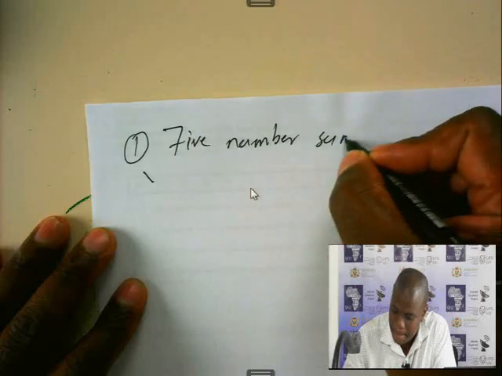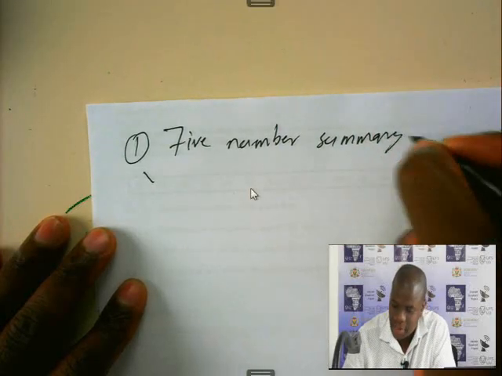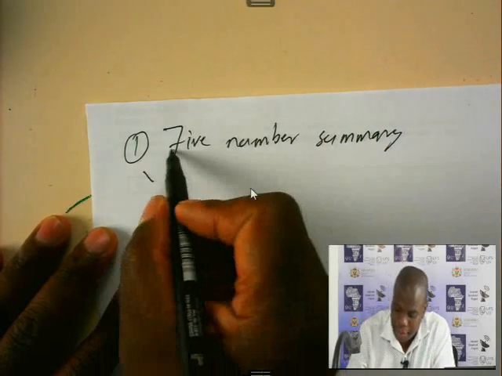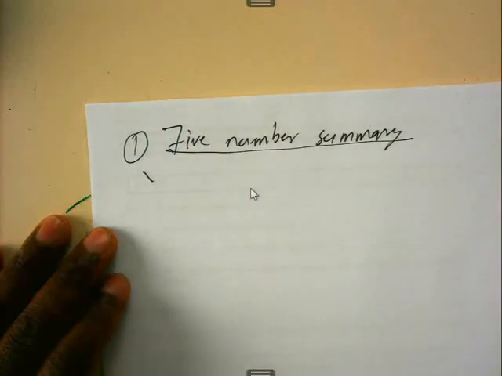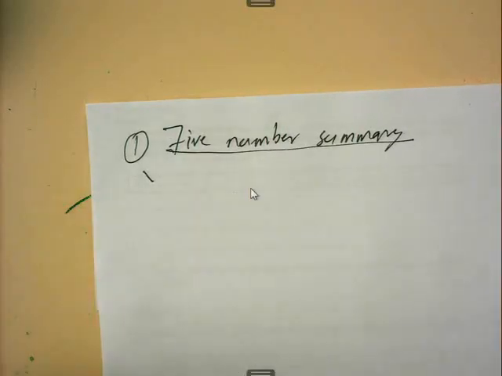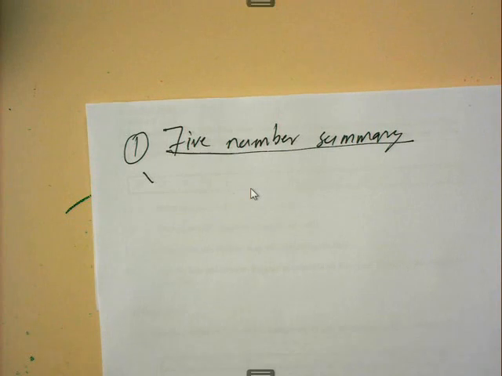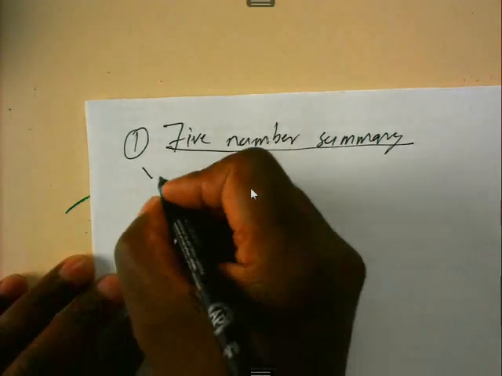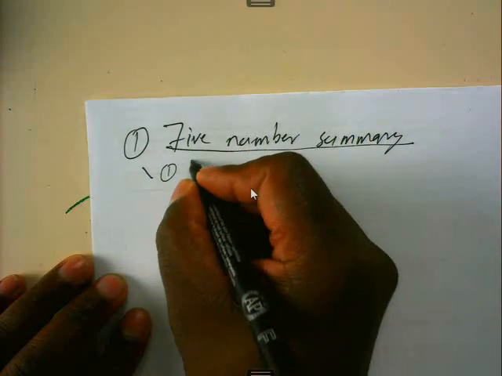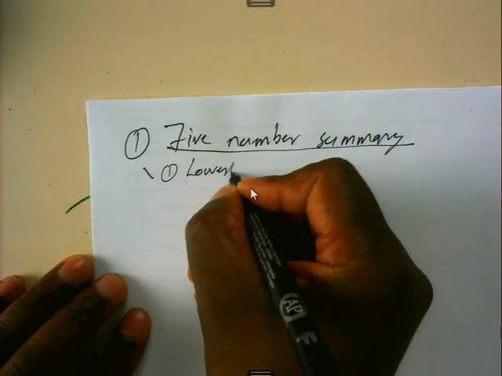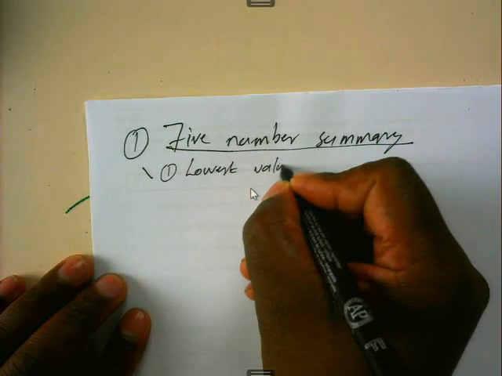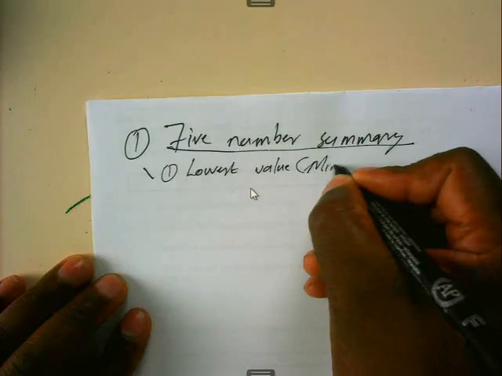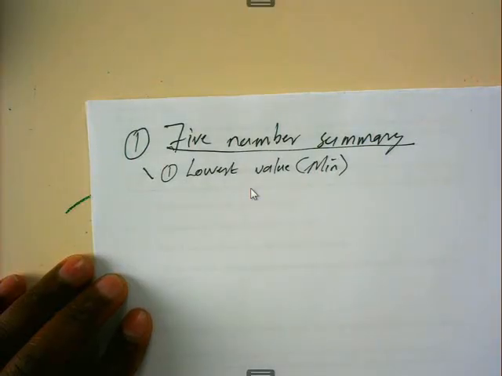The 5-number summary. So the question is, if we talk of the 5-number summary, what are we referring to? You remember when you are given a set of data, you must then be able to identify, number one, the lowest value, which we call the minimum value. And that constitutes the first number of the 5-number summary.